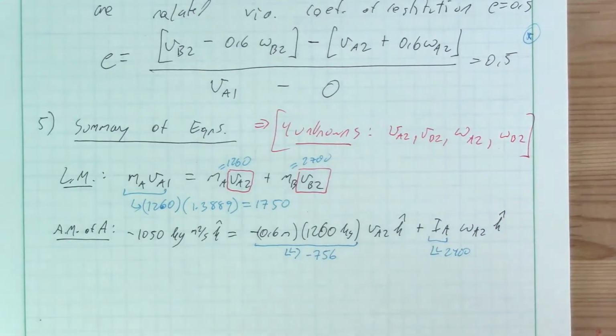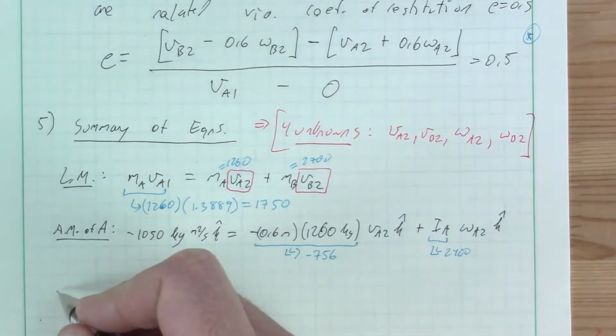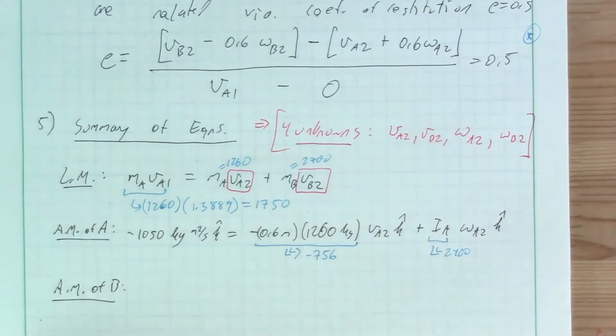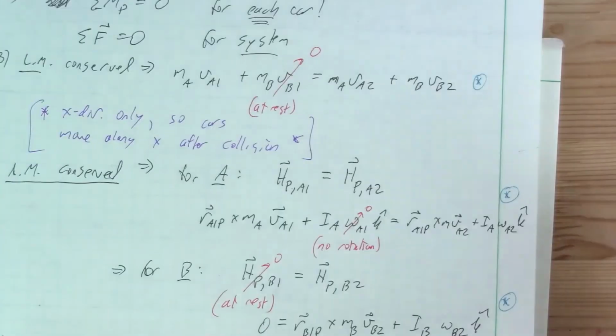Okay, that's it. What we're doing here is just setting up a big system of equations, and I'll show you how to solve it once we have it all set up, really neatly organized. Okay, angular momentum of B, that relationship, where is that one? That relationship is here.